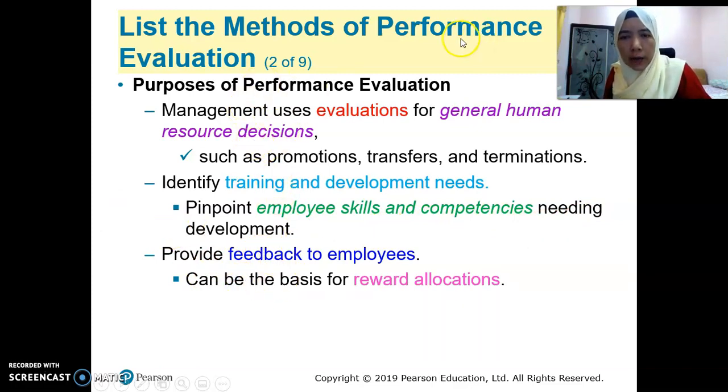Performance evaluation also provides feedback to the employees regarding what they need, and can also be the basis for reward allocation. If the performance evaluations are high and satisfactory, employees may be given promotions, bonuses, or allowances and so on. The organization also needs to provide feedback to the employees on whether they are doing well or badly, so employees can improve if they know about their performance.